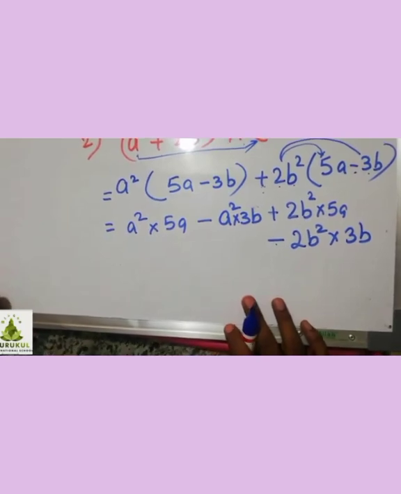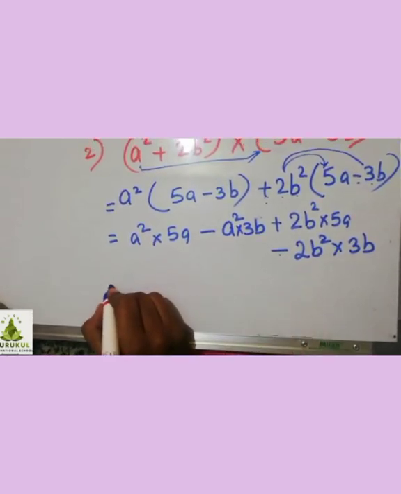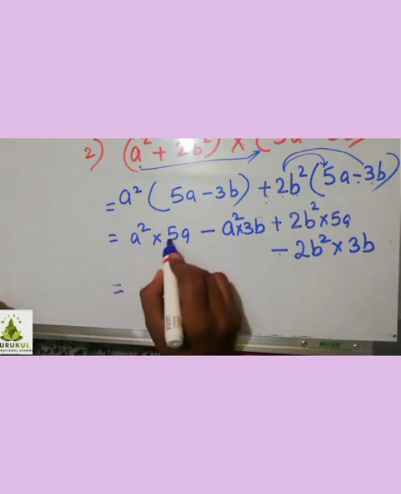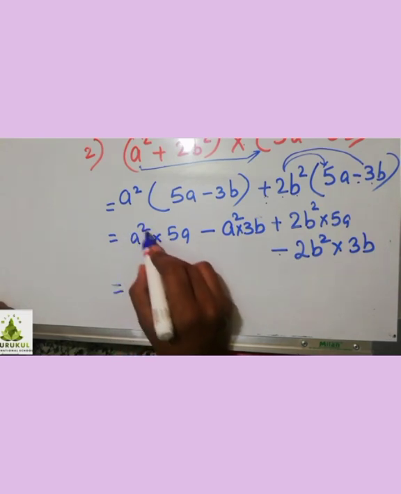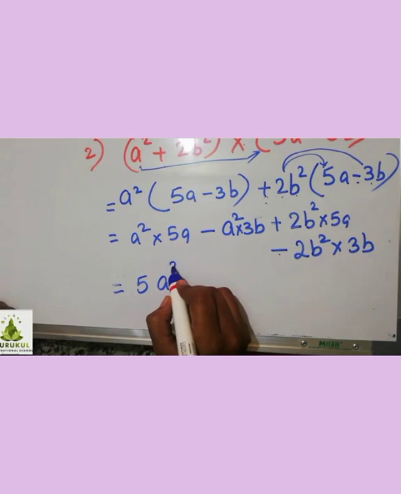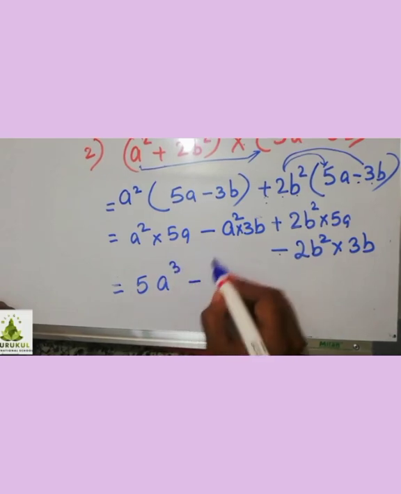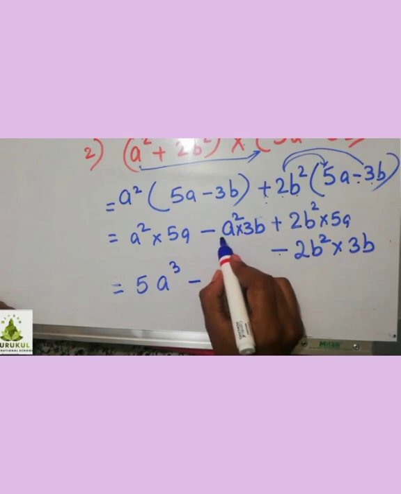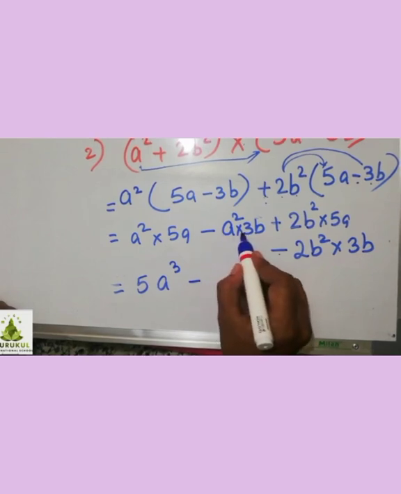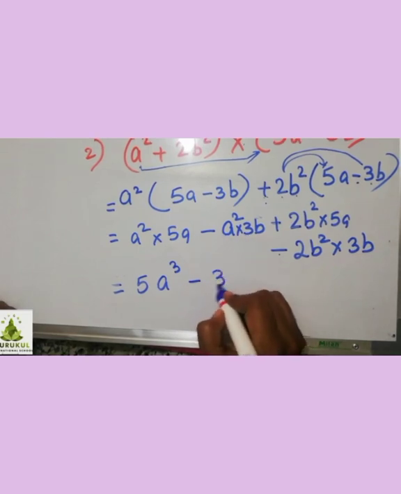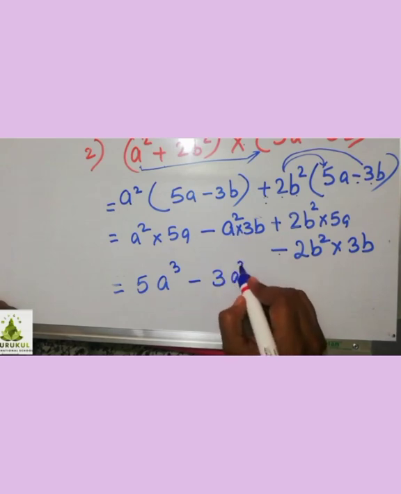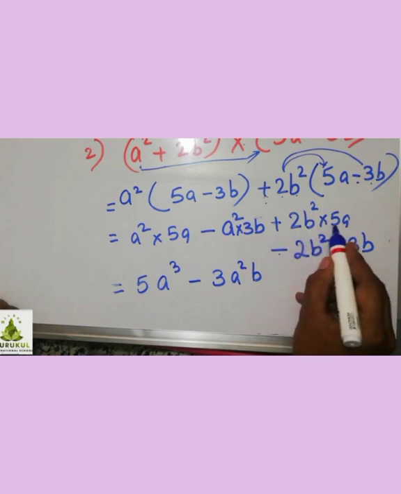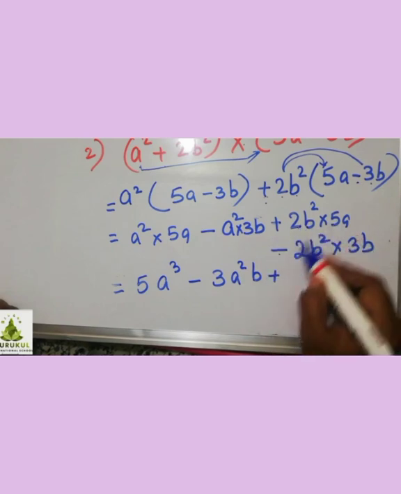Now the next step is multiply this. Now here nothing means 1. 1 into 5 is 5. A square into a is a cube, minus, minus sign. Now here 3 is there. Take the coefficient before the variable. So 3 into 1, so here only 3 is there. So 3, what is remaining? A square, b. 3 into a square into b. Now here plus sign. 2 fives are 10.